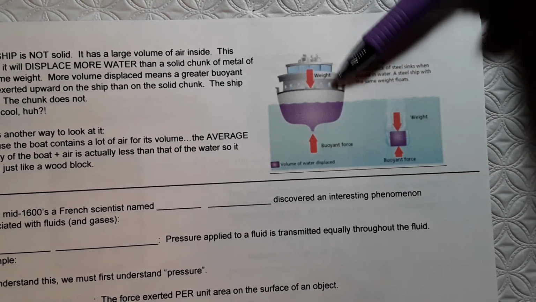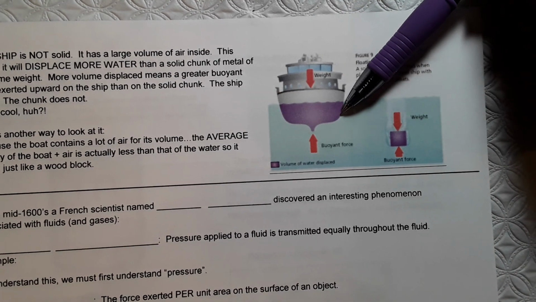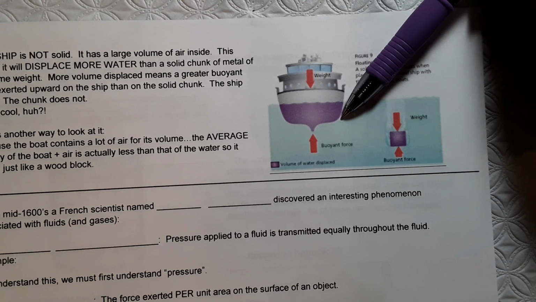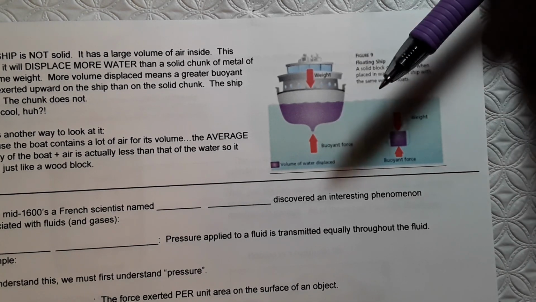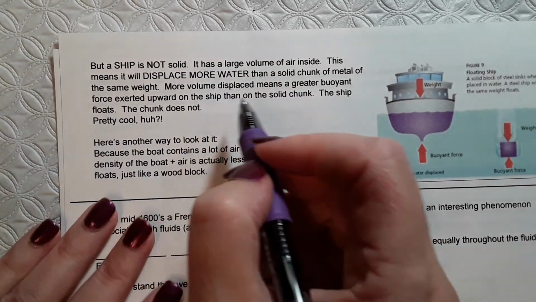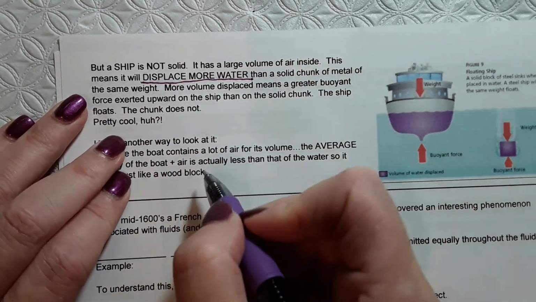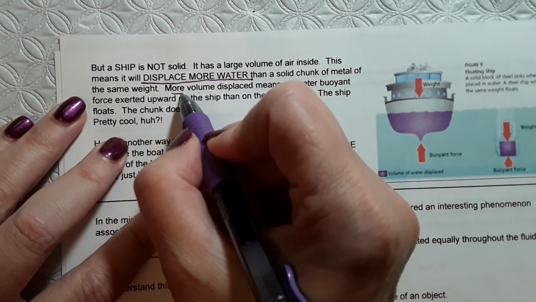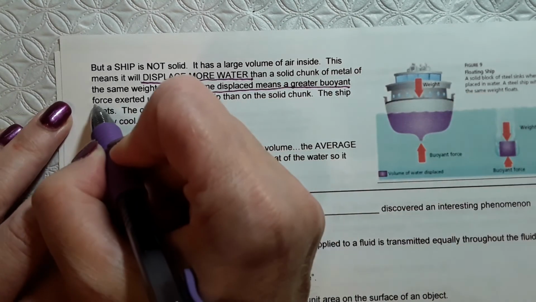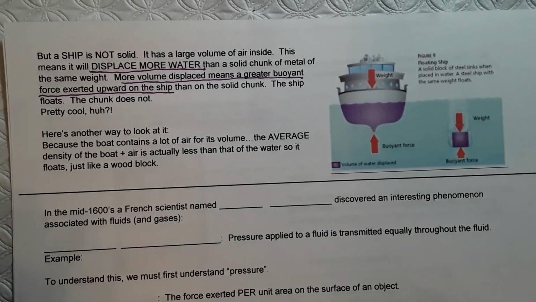But here you've got all this air mixed in. So that makes the volume big, which means the volume of water displaced is big, and therefore the weight of that displaced water is also big enough to support the weight of the boat and make it float. All right, so over here I'm going to underline, okay? The ship will displace more water, and more volume displaced means a greater buoyant force exerted upward on the ship, okay? And that's why it floats.